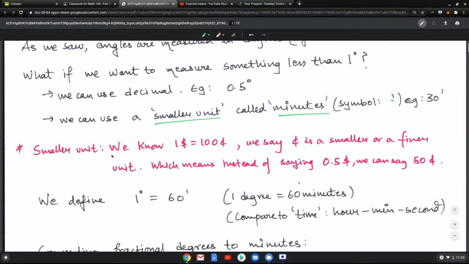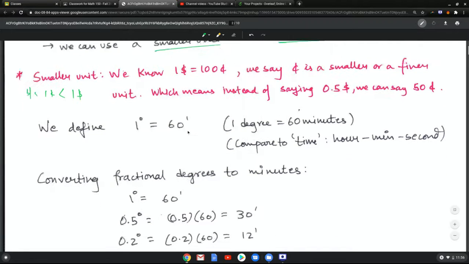So what does a smaller unit mean? Take the analogy of money. $1 is 100 cents. In this case, we say that the cent is a smaller or a finer unit, which means instead of $0.5, I can say 50 cents. Now it's a smaller unit because if I take 1 cent, it's definitely less than $1. So it's a smaller unit. Now we define 1 degree to be 60 minutes. You can compare this to time, hour, minute, second. The 60 relationship holds here.